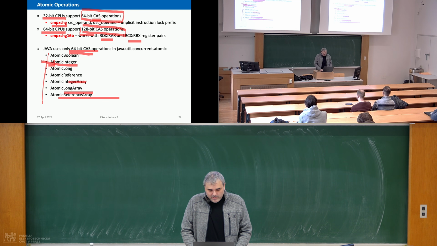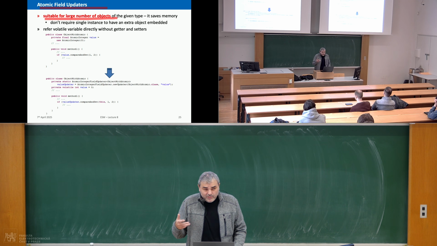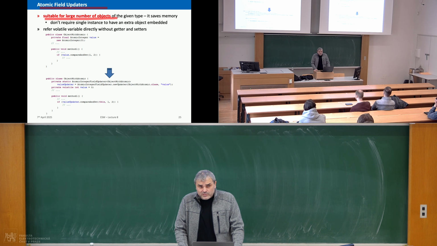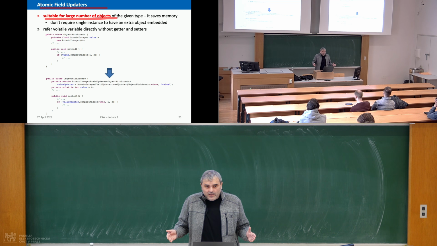So what to do in this case if we have a lot of instances of whatever value, for example, atomic integers? There exists atomic field updater. That's suitable for cases where you have a large number of objects of a given type. So for example, our atomic counter, and we expect that during the runtime of our application, there will be a really large number of instances of that atomic counter.